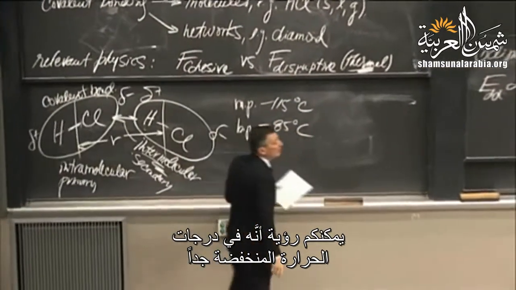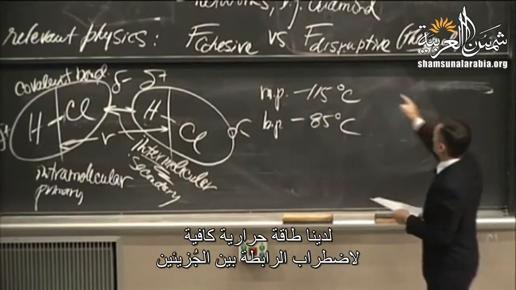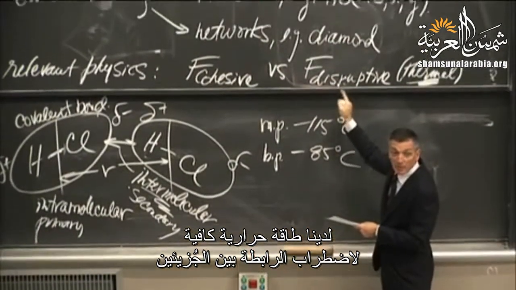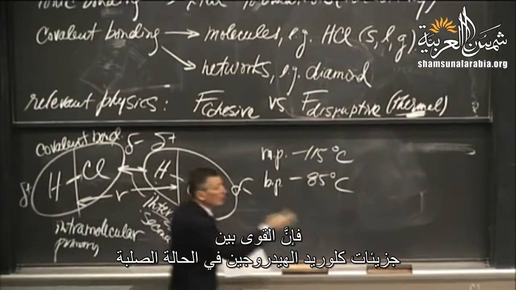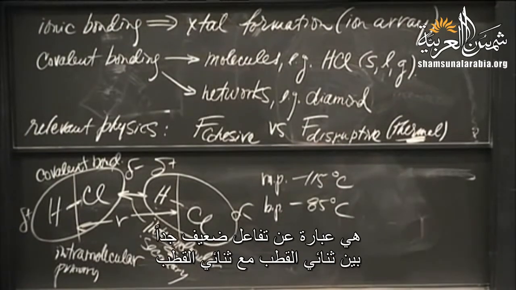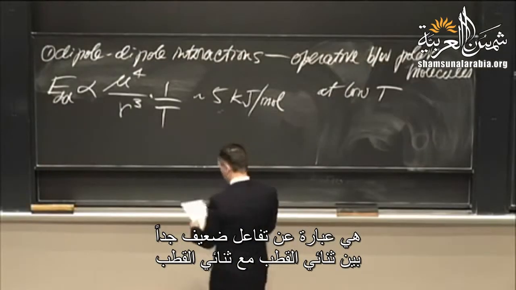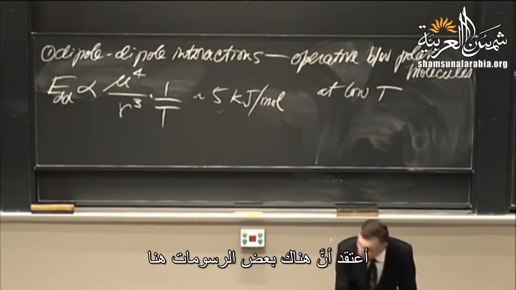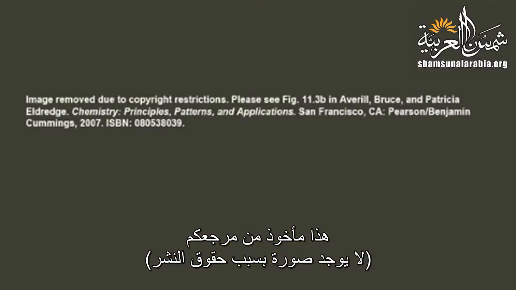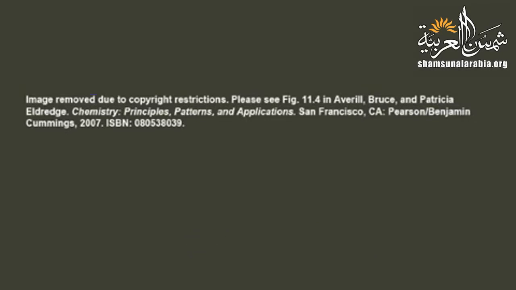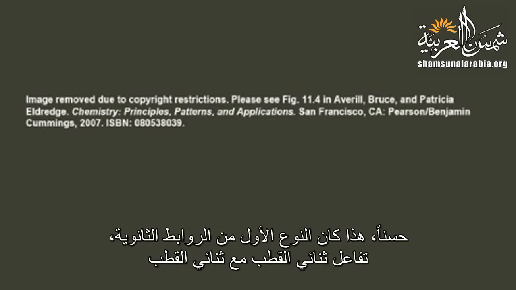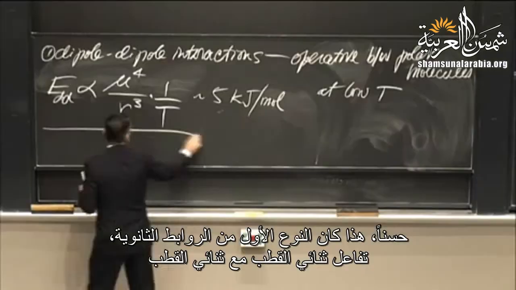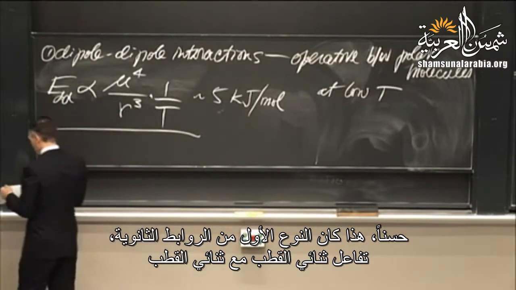You can see at very low temperatures, we already have enough thermal energy to disrupt. So if we have solid hydrogen chloride, the forces between the hydrogen chloride molecules in the solid are these very weak dipole-dipole interactions. And I think there's a couple more cartoons here. This is taken from our text. So there we go. That's the soup that might be HCl liquid. Okay, so that's the first type of secondary bond, dipole-dipole interaction.